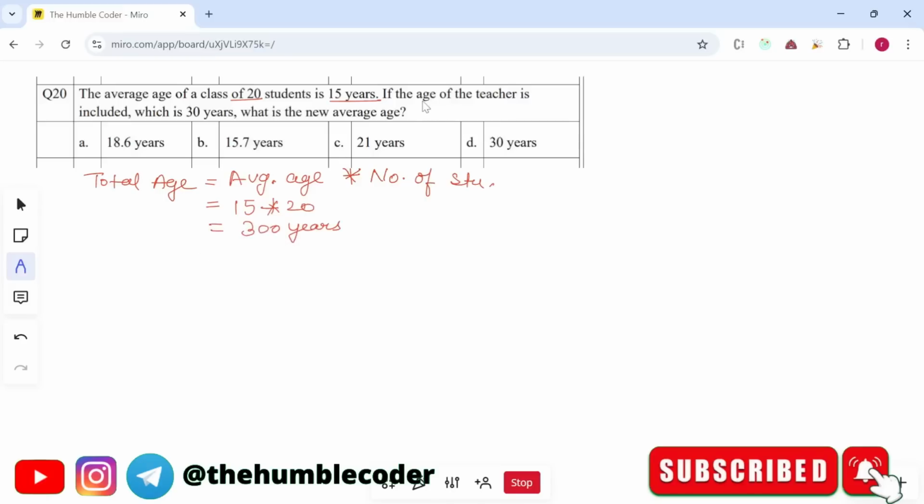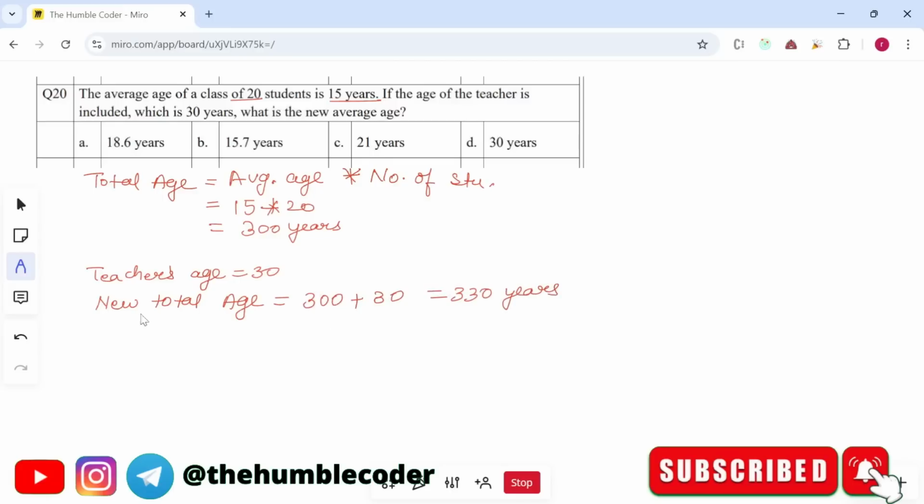One more thing that is given to us is that the age of the teacher is included, which is 30 years. So the teacher's age is what? The teacher's age is 30, okay. So the new total age that we will have is what? See, our previous total age was 300 years, and in that we will add the age of the teacher, which is 30. So our new total age is 330.